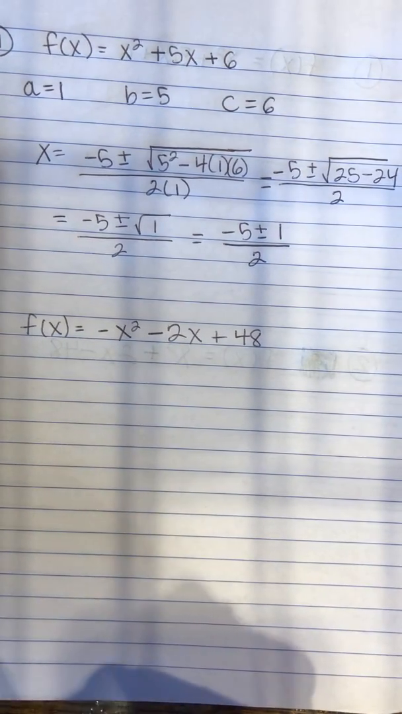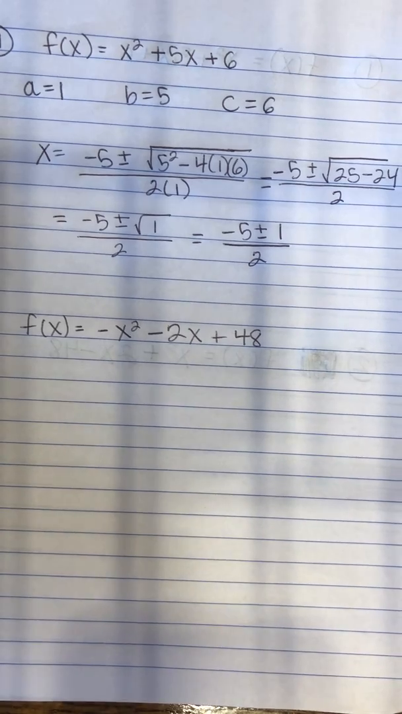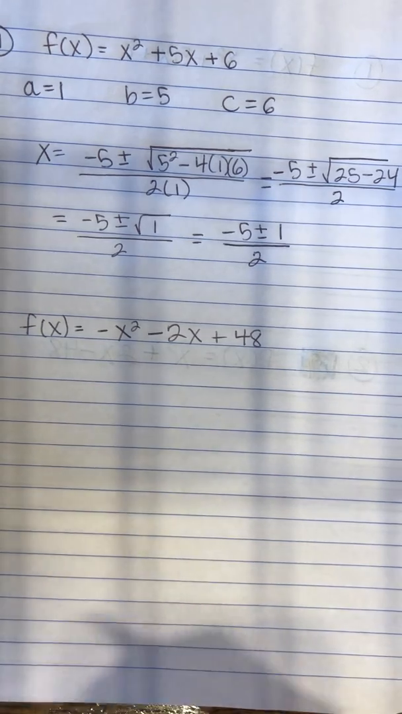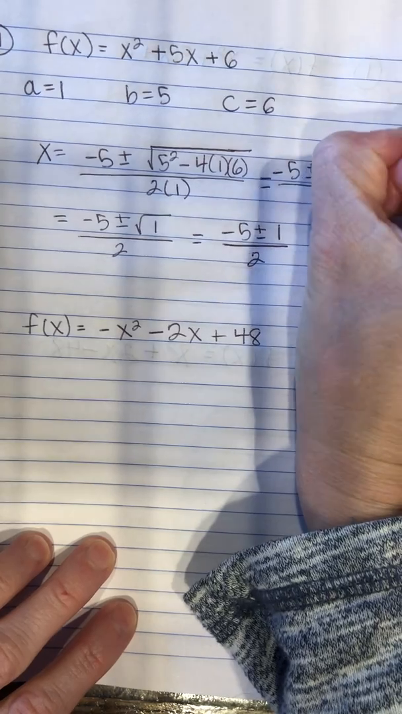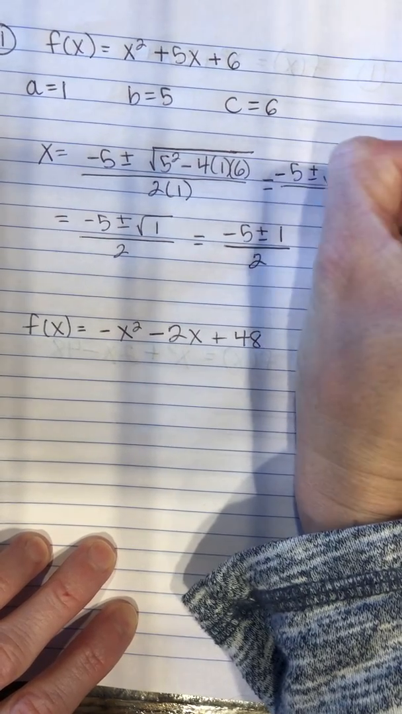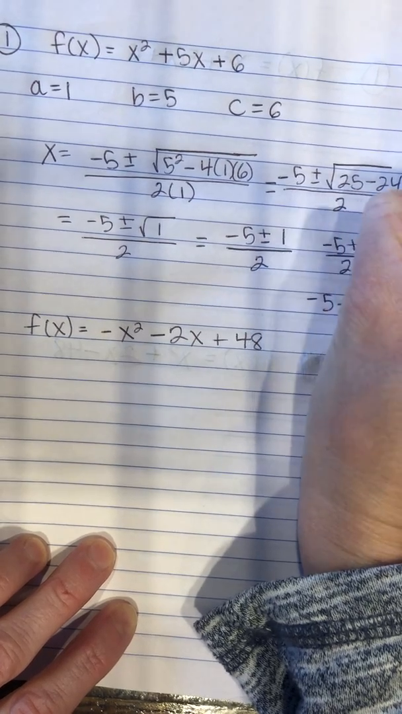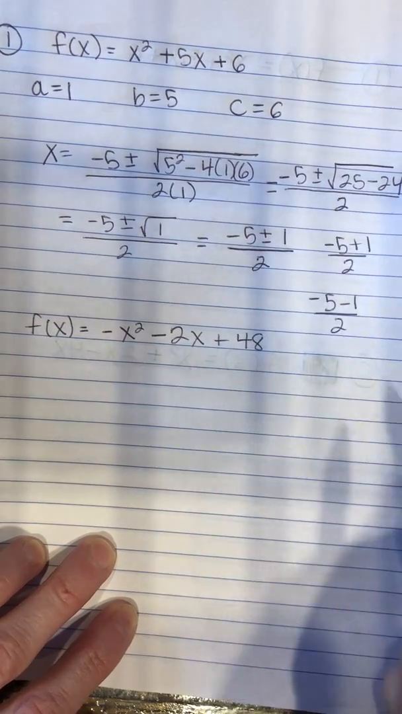And this gives me my two possible solutions. So this is the point at which I am going to take these quantities and I'm going to separate them into two separate expressions here. So I'm going to have negative 5 plus 1 divided by 2 and negative 5 minus 1 divided by 2.